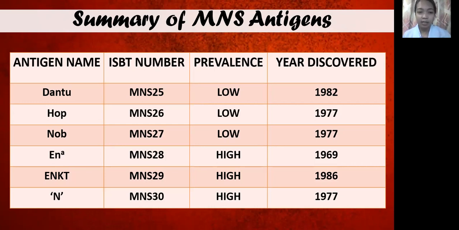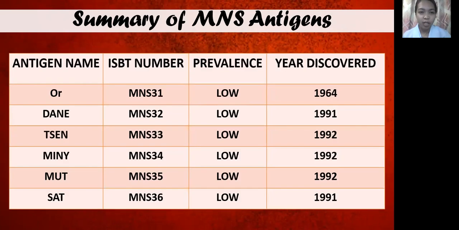Antigen N, in closed quotation, is ISBT number MNS30. So it has also a high prevalence. It is also discovered in the year 1977. So another antigen is OR. It is MNS31. It has low prevalence. It was discovered in the year 1964.